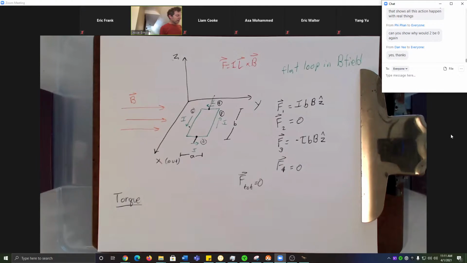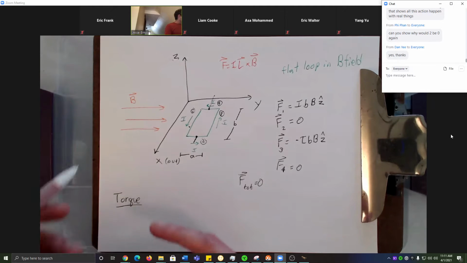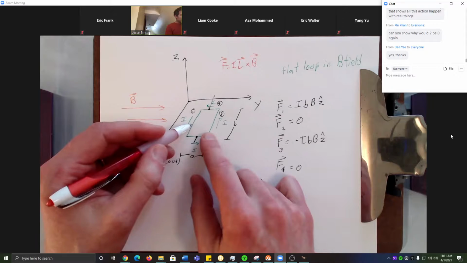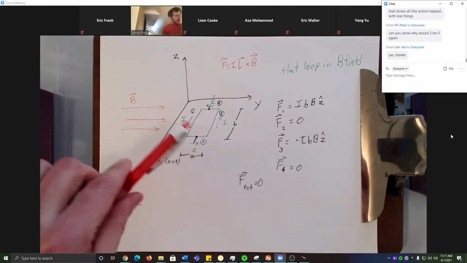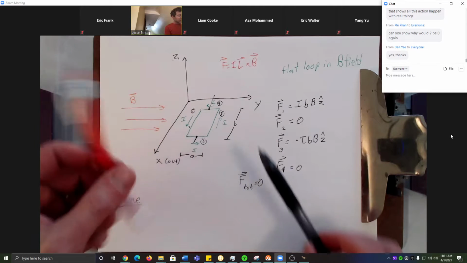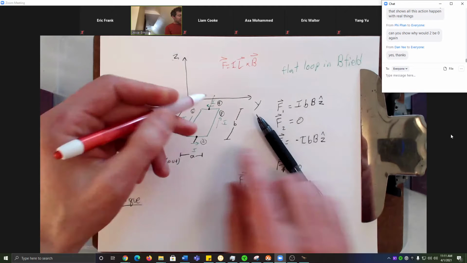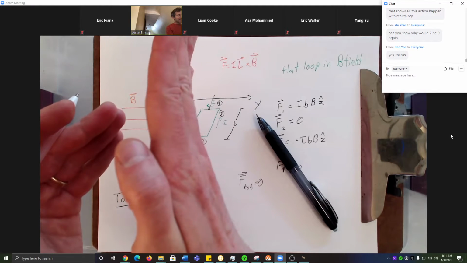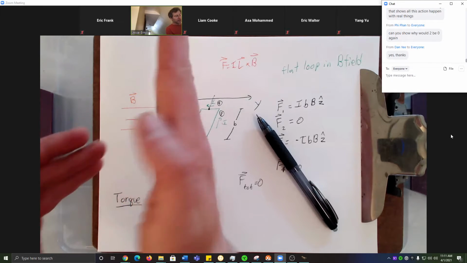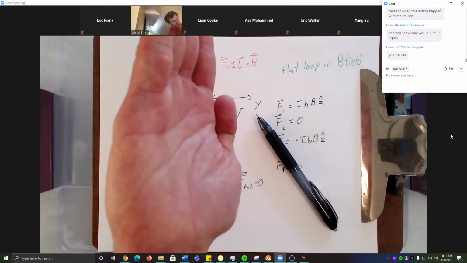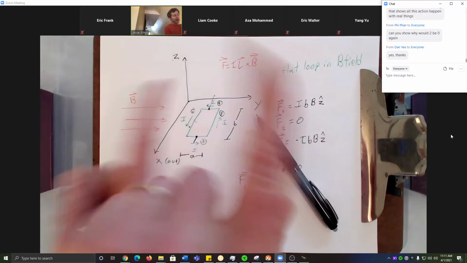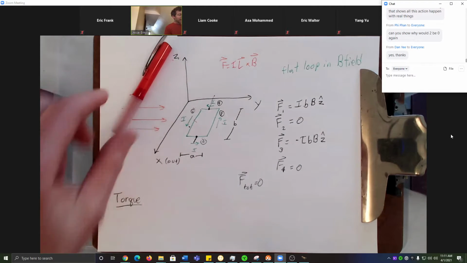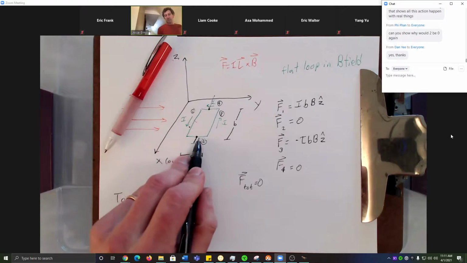Okay, good. All right, so we're not going to go through the whole torque derivation. I just wanted to do enough of this so you can see that when the loop is like this, it's going to twist until this leg is up, and then stop. If I switch the direction of the current, then it'll twist till this way. And if I switch it again, I can make it turn back the other direction. And so every electric motor basically functions on this principle.